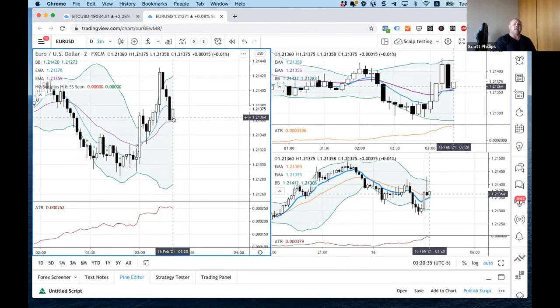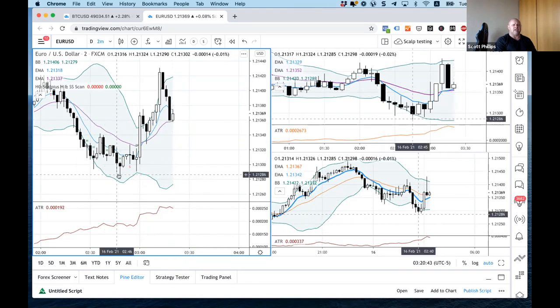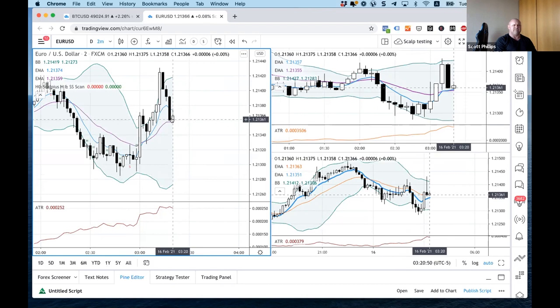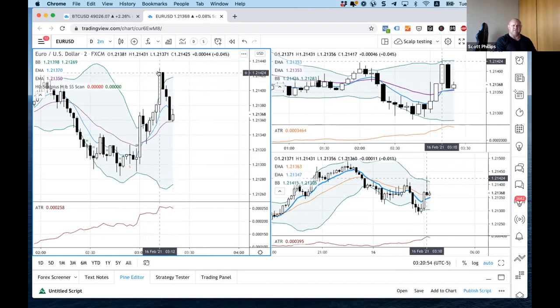Okay, so right now we need to check, is this a setup? We've got confirming evidence on the 5, we've got confirming evidence on the 10. The only thing is, it's not a setup if the target is further away than the lowest low in 25 bars. So we need to check, is the distance from here, which is 35 and a half, less 43 and a half, which is 8, is 8.5.